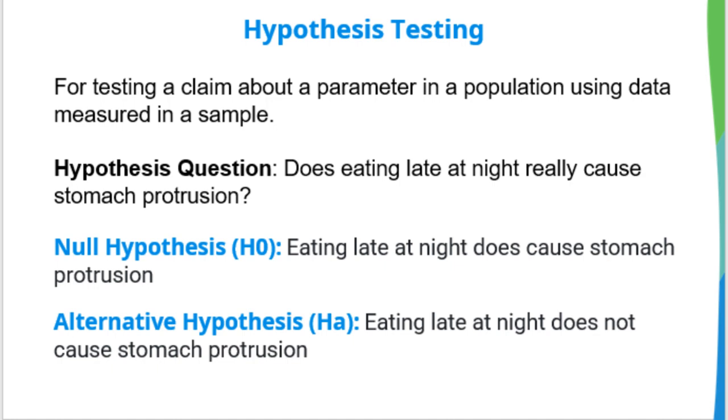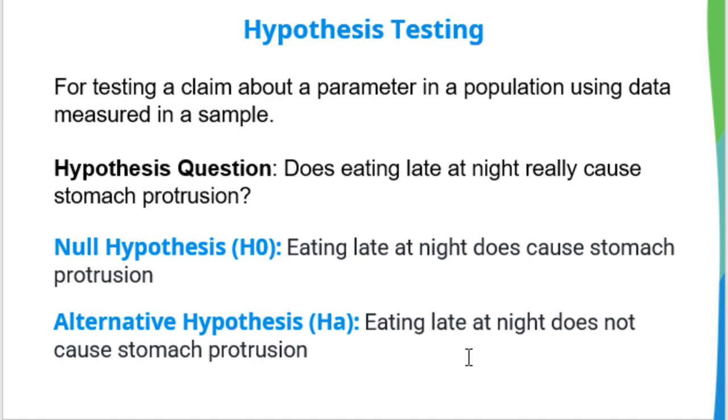We are saying that eating late at night does not cause stomach protrusion. It's not "causes," but we have to set it to "it causes," which is our null. If what you are looking at is that it causes it, then you have to set your null to "it does not cause it." It will happen the other way around. But the alternative is the main thing that we are trying to address.